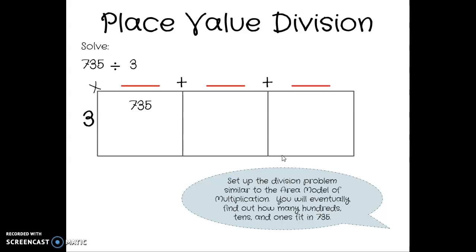Set up the division problem similar to an area model of multiplication. You will eventually find out how many hundreds, tens, and ones fit in 735. As you can see, this is so similar to our area model. 3 times some hundreds plus some tens plus some ones will eventually tell us how many times or how many threes are in 735.